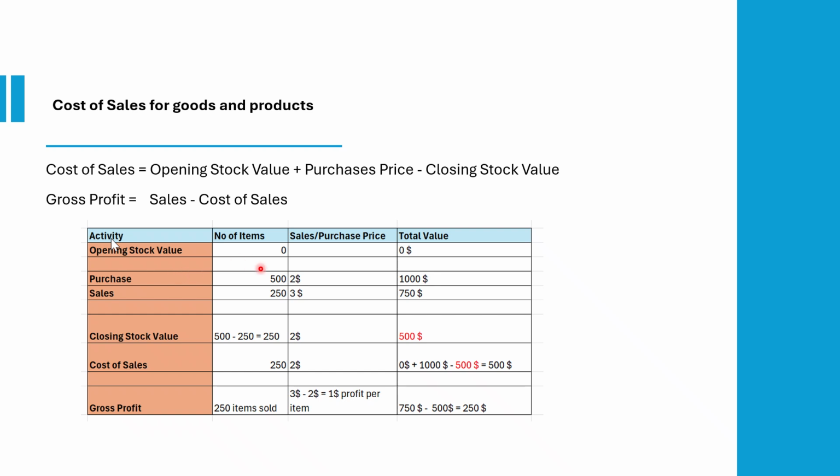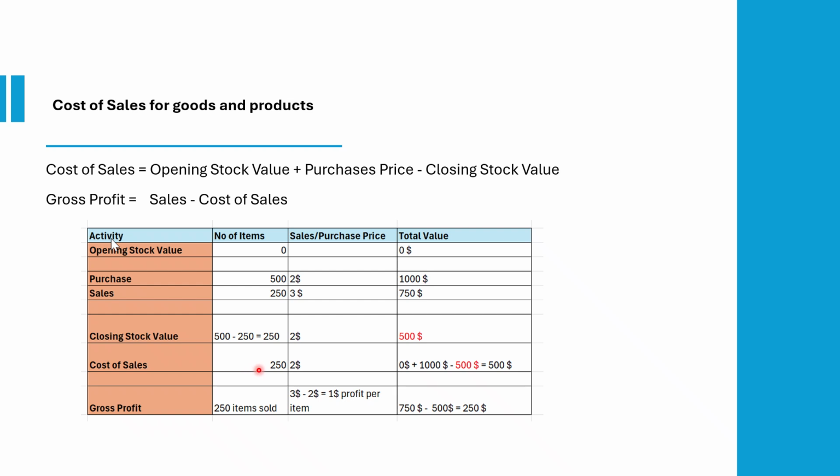Let's say you have purchased 500 items for $2 each, so the total value of that item was $1,000. Then you make sales of 250 items out of them at a $3 sales price, so you have sold for $750 in total. So purchase and sales are clear here. Now let's understand closing stock. Opening was 500 and then you sold 250, so 250 is remaining, and that remaining stock is $2 per item. So $500 stock value is still there.